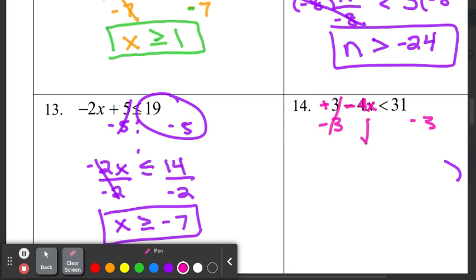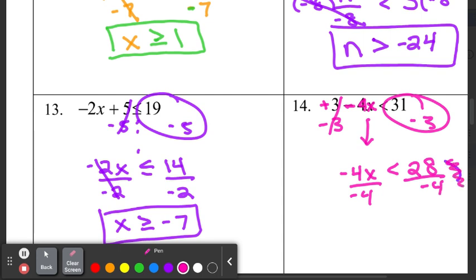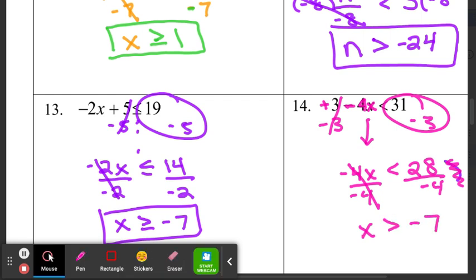So now I'm going to bring this down. Negative 4x less than 31 minus 3 is 28. So to get x by itself, we divide by negative 4. X, we divided by a negative, so you got to flip the symbol. X is greater than negative 7.